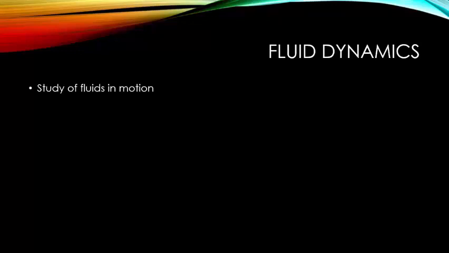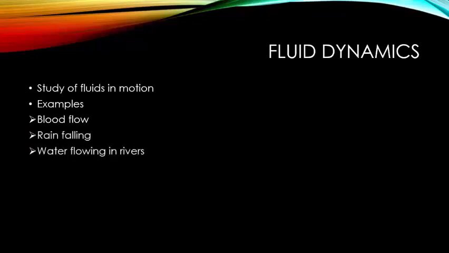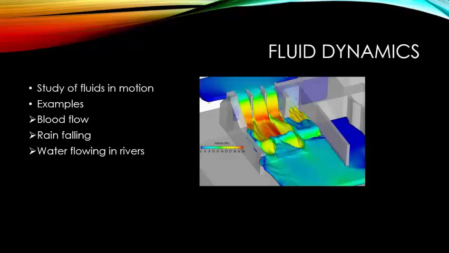Study of fluids in motion is called fluid dynamics, and the examples of these phenomena include blood flow, rain falling, and water flowing in rivers. Such a phenomena is shown in figure. We can see a dam in this figure and the water is spilling out from this dam. This water in motion represents an ideal case of fluid dynamics.